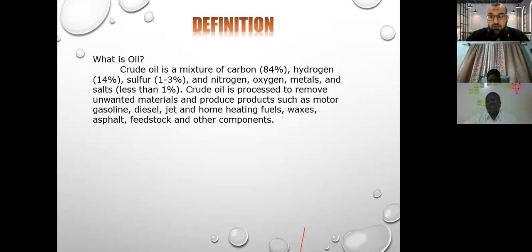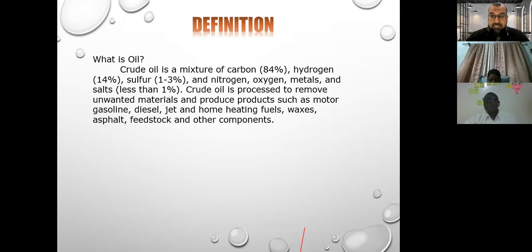It will be useful for usage, like gasoline, benzene, diesel. But the one that is found in the ground is pure crude oil, a mixture of carbon, about 84%, hydrogen, about 14%, and sulfur, 1 to 3%, and other materials mixed with this crude oil, like nitrogen, oxygen, metals, and others. As I told, this crude oil is processed to remove the unwanted material. We don't want sulfur. We don't want gases. We don't want water in the oil.